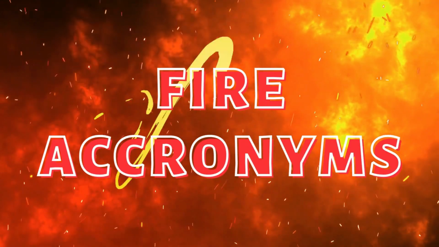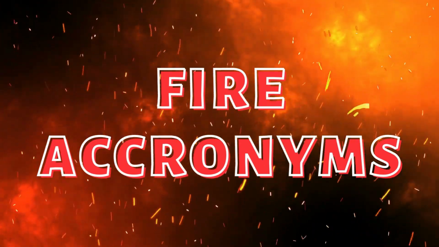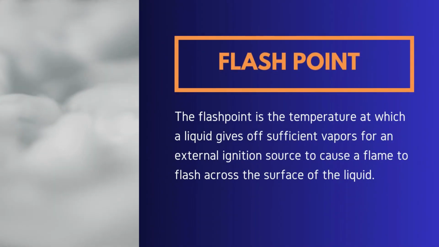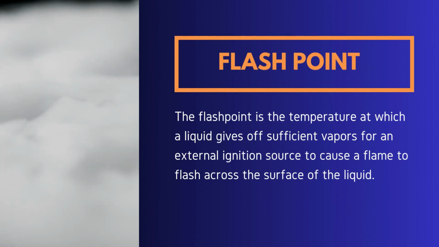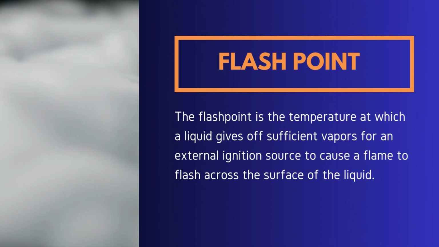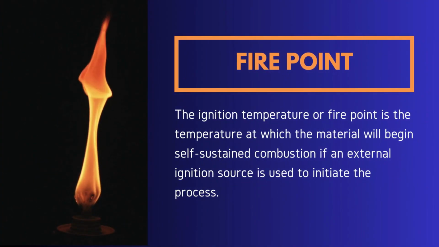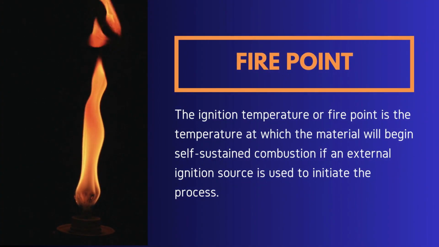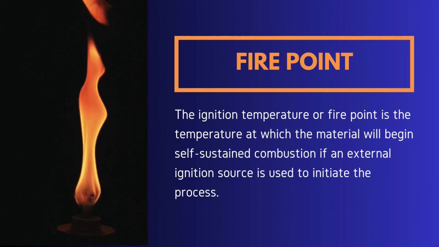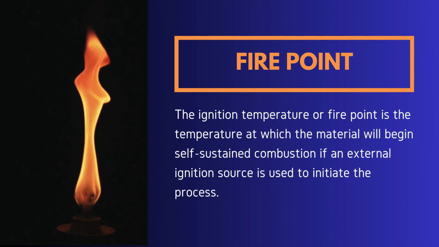Important definitions. Some well-known terms worth understanding about the principles of fire. Flash point. The flash point is the temperature at which a liquid gives off sufficient vapors for an external ignition source to cause a flame to flash across the surface of the liquid. Fire point. The ignition temperature or fire point is the temperature at which the material will begin self-sustained combustion if an external ignition source is used to initiate the process.